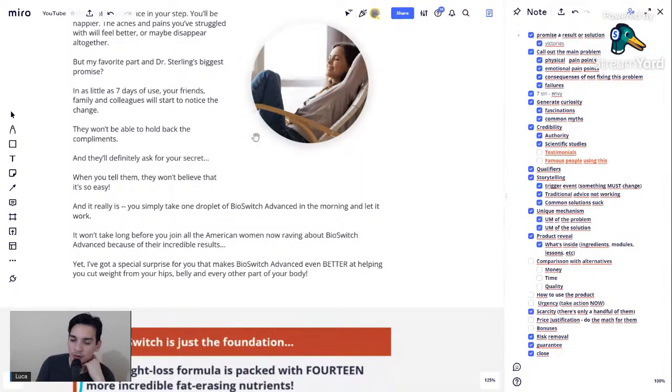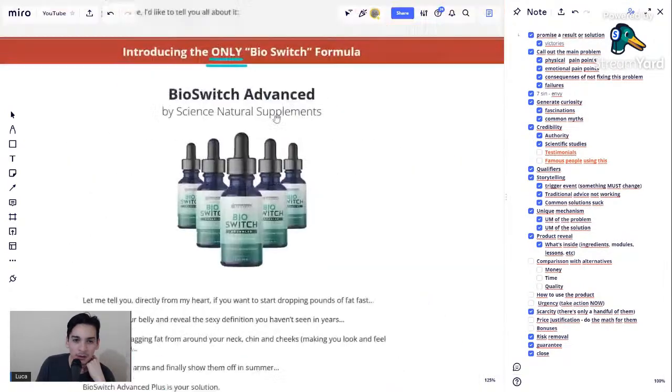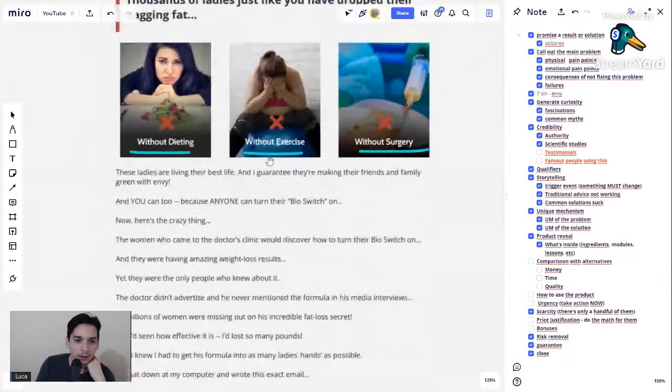Let's see how to use the product. It's here in this part. So let's read.